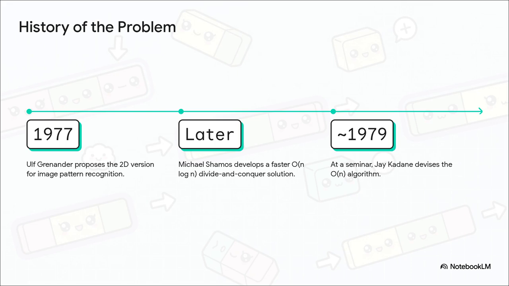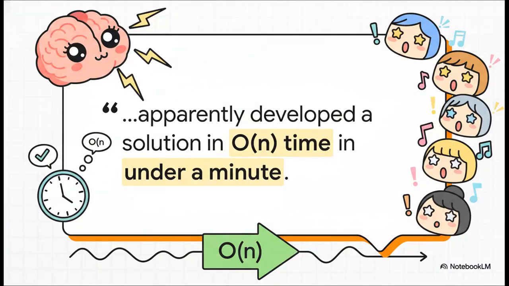This whole thing kicked off back in 1977, originally for recognizing patterns in images, of all things. People started chipping away at it, finding clever but still kind of complex solutions. But then, around 1979, a statistician named Kadane happens to be at a seminar at Carnegie Mellon where someone is presenting this very problem. And this is the absolutely legendary part of the story.